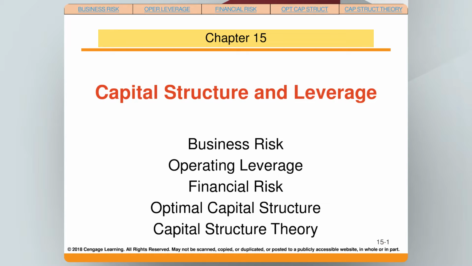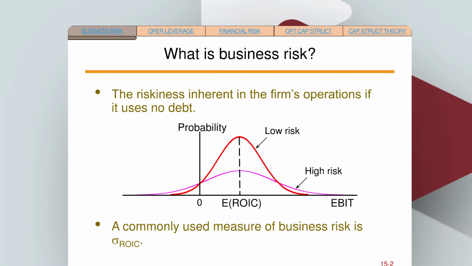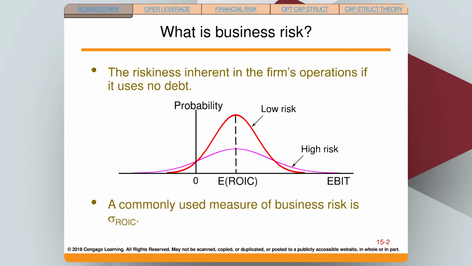So what do we mean by this capital structure, and what do we mean by the risk involved in this particular subject? In terms of this, very important is to consider business risk. As you notice, it is the riskiness inherent in the firm's operations if it uses no debt. So it is very important that you have the riskiness inherent in the firm's operations.